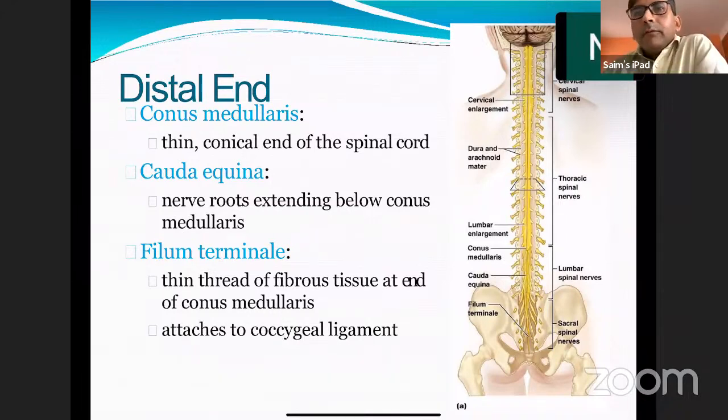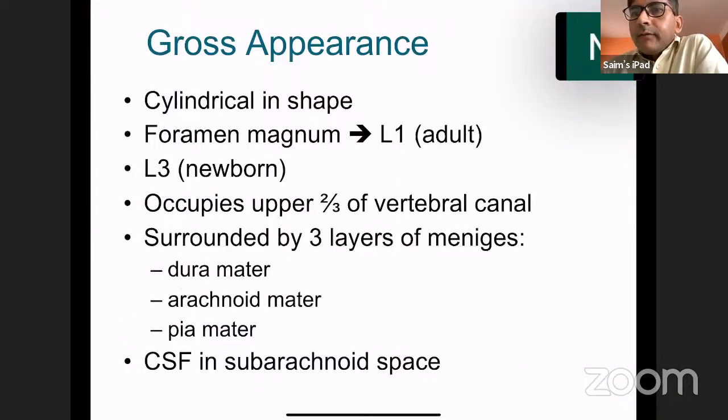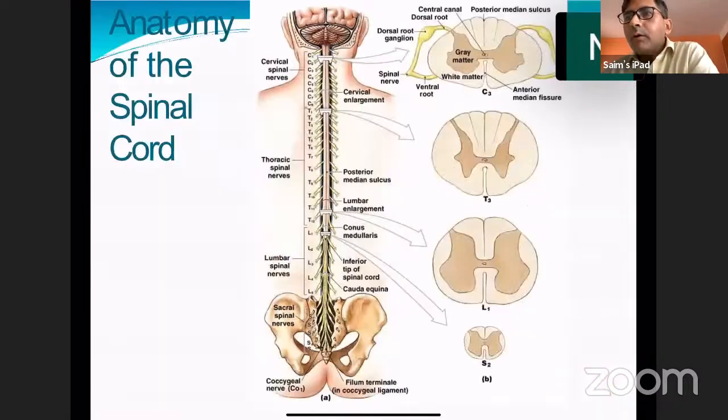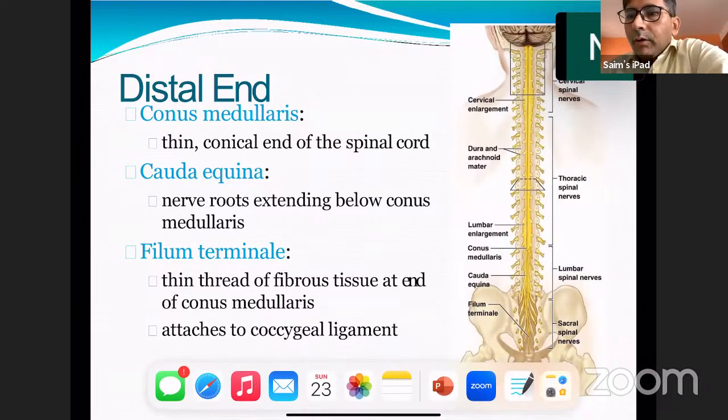Okay, thank you. So now we are going to discuss the coverings of the spinal cord. We have discussed the extent and the sections and segments of the spinal cord, and some very brief introductory information about the spinal cord. Now we are going to discuss how it is covered. For that, I want to start drawing something over here.